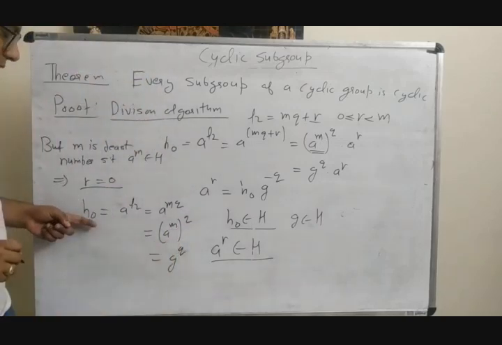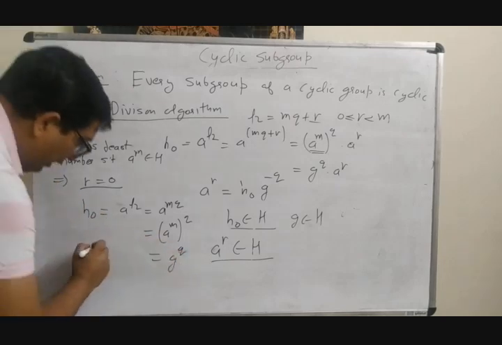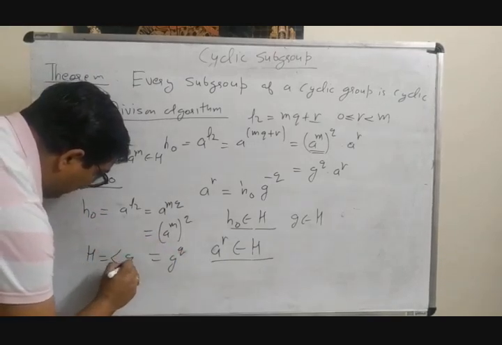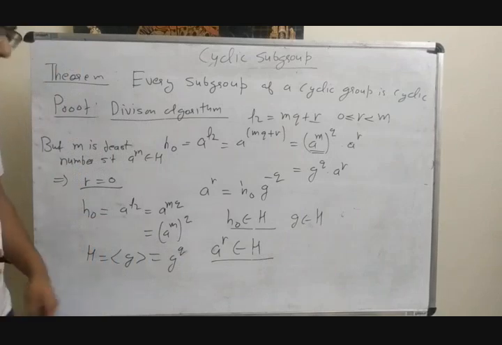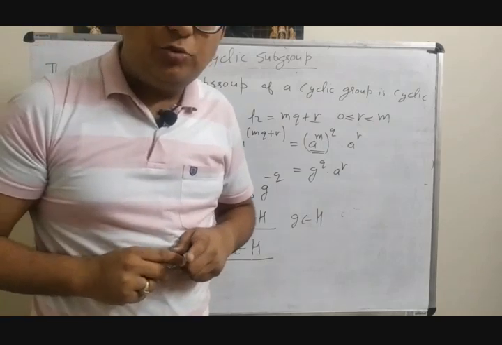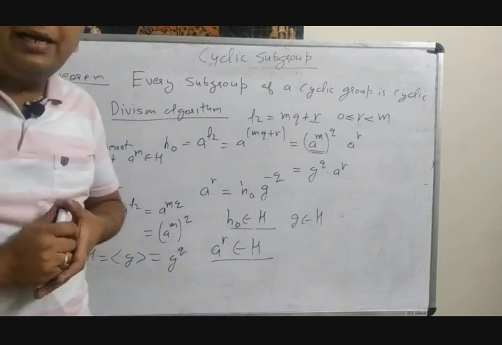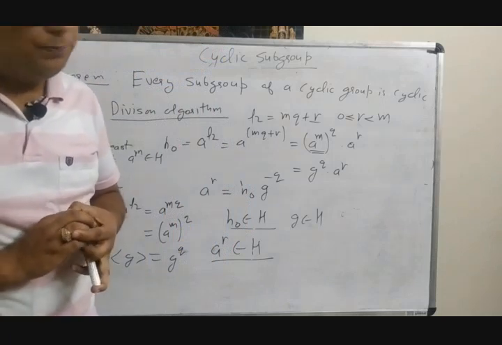So we have taken an arbitrary element H naught and we proved that this can be written as G raised to power Q. So it means H is generated by G, and G is basically equal to A raised to power M, where M is the least positive integer. So we proved that H is a cyclic subgroup.